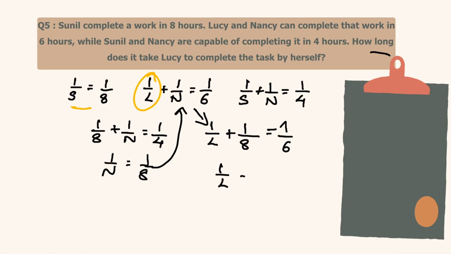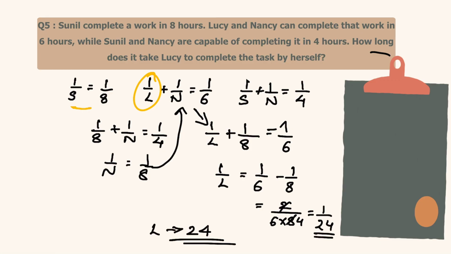So 1 by L will be 1 by 6 minus 1 by 8. This is basic calculation, that's why I am not explaining too much. Again, you can solve it in your own way. You will get 1 by 24. That means, taking reciprocal, L will be 24. 24 is the answer. First reciprocal, second reciprocal. In between, basic calculation. Simply putting this value here, you get 1 by n. Use that value here, you will get 1 by L. That's all.